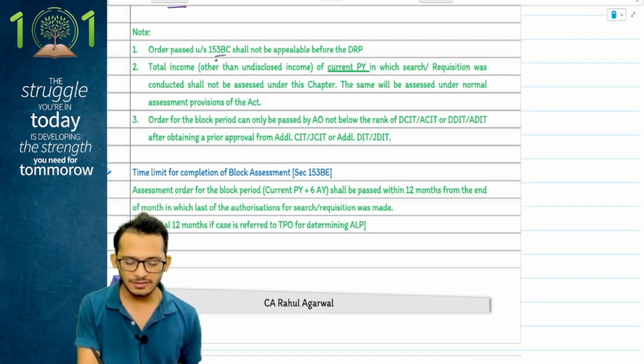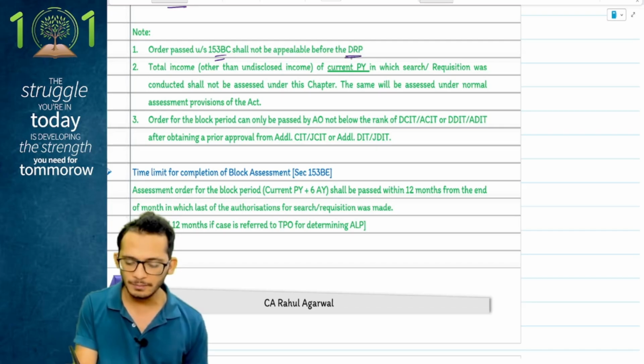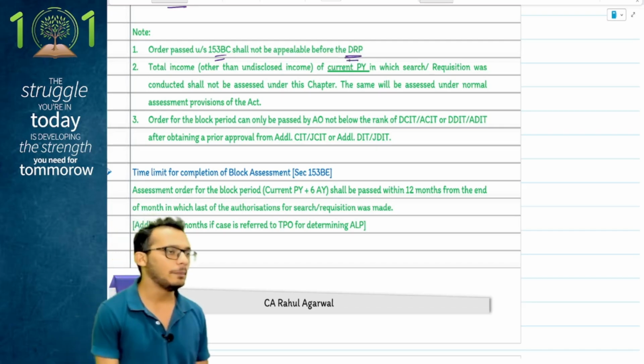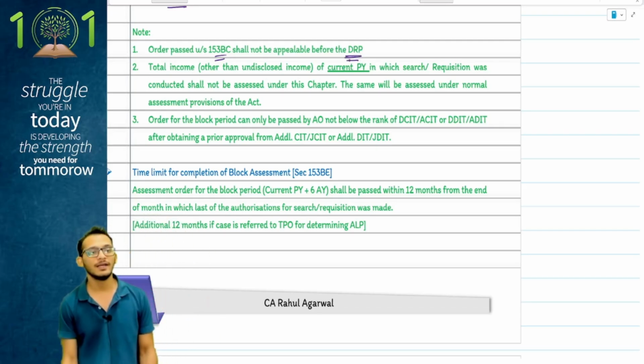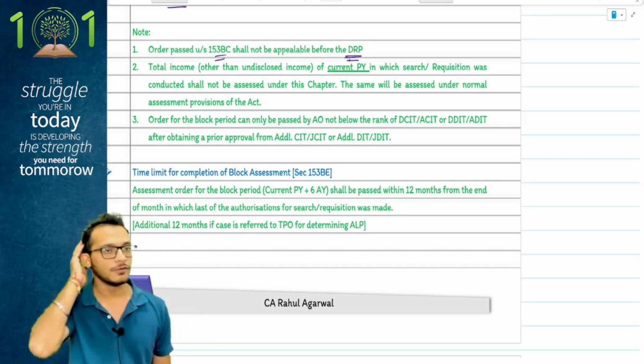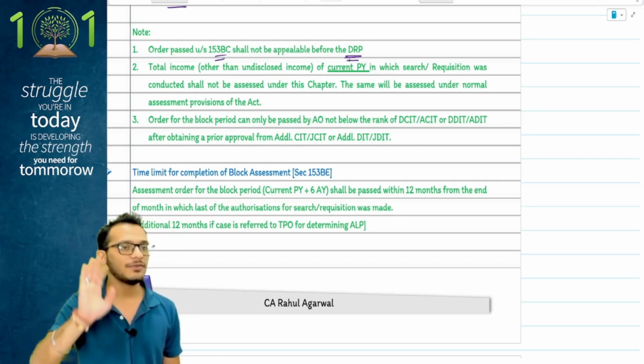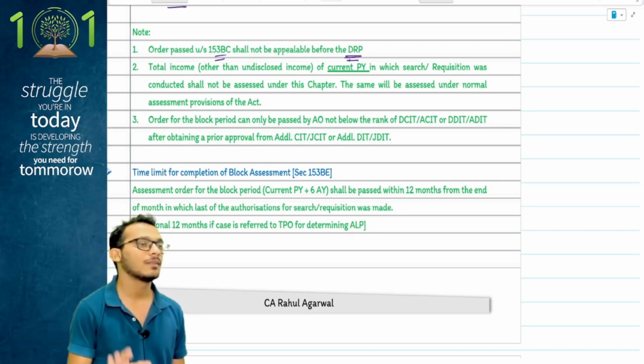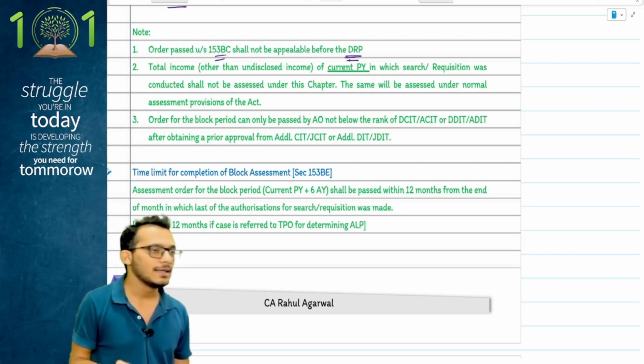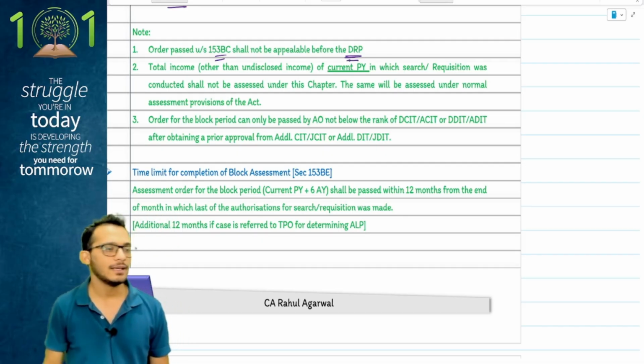The order passed under section 153BC shall not be appealable before the DRP. They are now clarifying very clearly, saying, Rahul, even if a TP adjustment happens, you cannot go to the DRP, you can only go to CIT appeals. You cannot go further. Which then brings the fact that a search assessment can also be appealed, but not with the DRP. It can be appealed with CIT appeals.